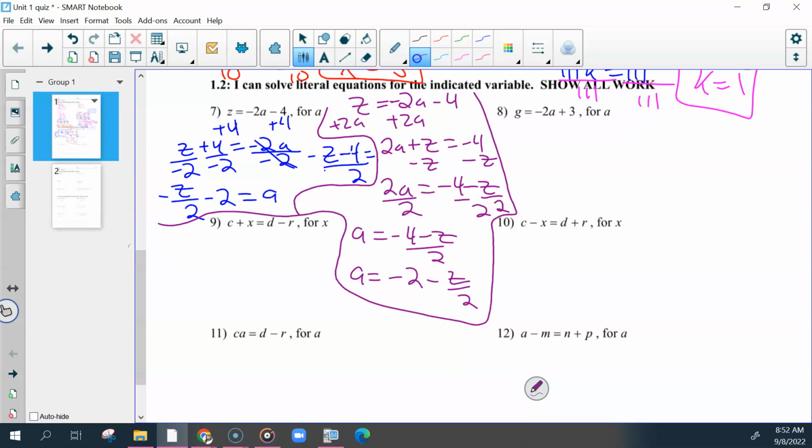I know that was a lot. Do we have questions on that one? Basically, if you're dividing by a negative, your signs have to change in some way, shape, or form.